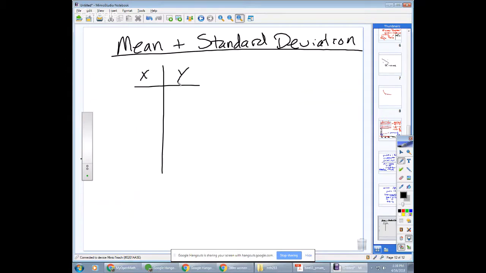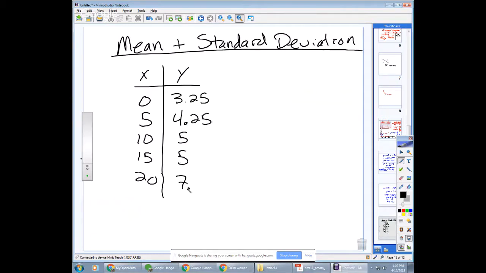We had X's and Y's. Our X's were 0, 5, 10, 15, and 20. And our Y's were 3.25, 4.25, 5, 5, and 7.25. And for this one, since the years are changing regularly, I just want to focus for now on the minimum wages. So the first thing I'd like you to do is find for me what is the average minimum wage in these years.